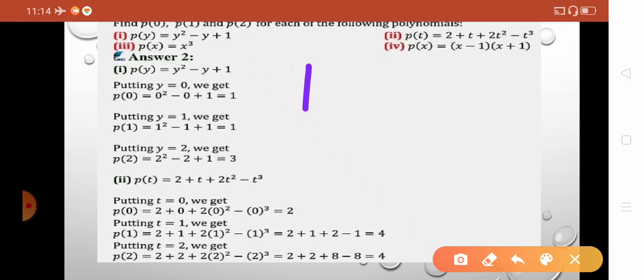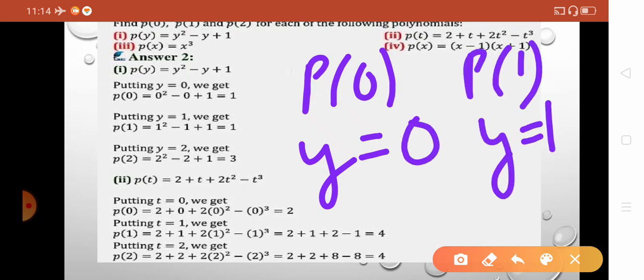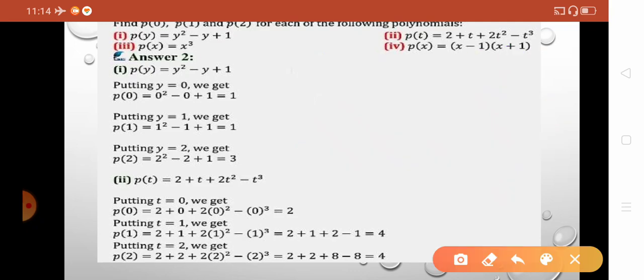That means for p of 0 you have to put the value of y is equal to 0. For p of 1 you have to put the value of y is equal to 1, and for p of 2 you have to put the value of y is equal to 2. So first of all we put the value of y is equal to 0. That means 0 square minus 0 plus 1. So 0 will become equal to 0 and we will be left with plus 1.